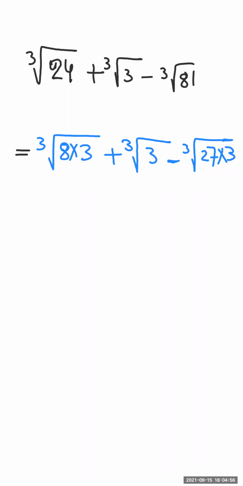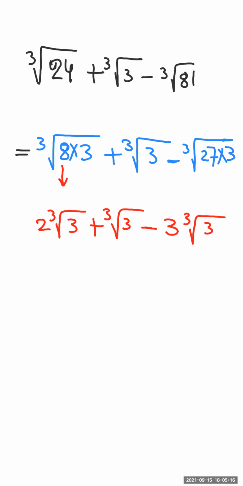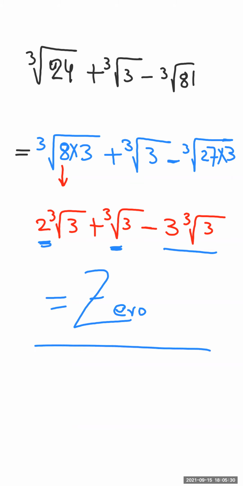So now the question is almost done. The cubic root of 8 means 2, then cubic root of 3 plus cubic root of 3 minus cubic root of 27, which means 3. Then the remaining one will be cubic root of 3. Now, guys, normal addition: cubic root of 3 plus cubic root of 3 will equal 2 cubic root of 3 minus 3 cubic root of 3. So simply it will equal 0. Right? Okay. The next question.